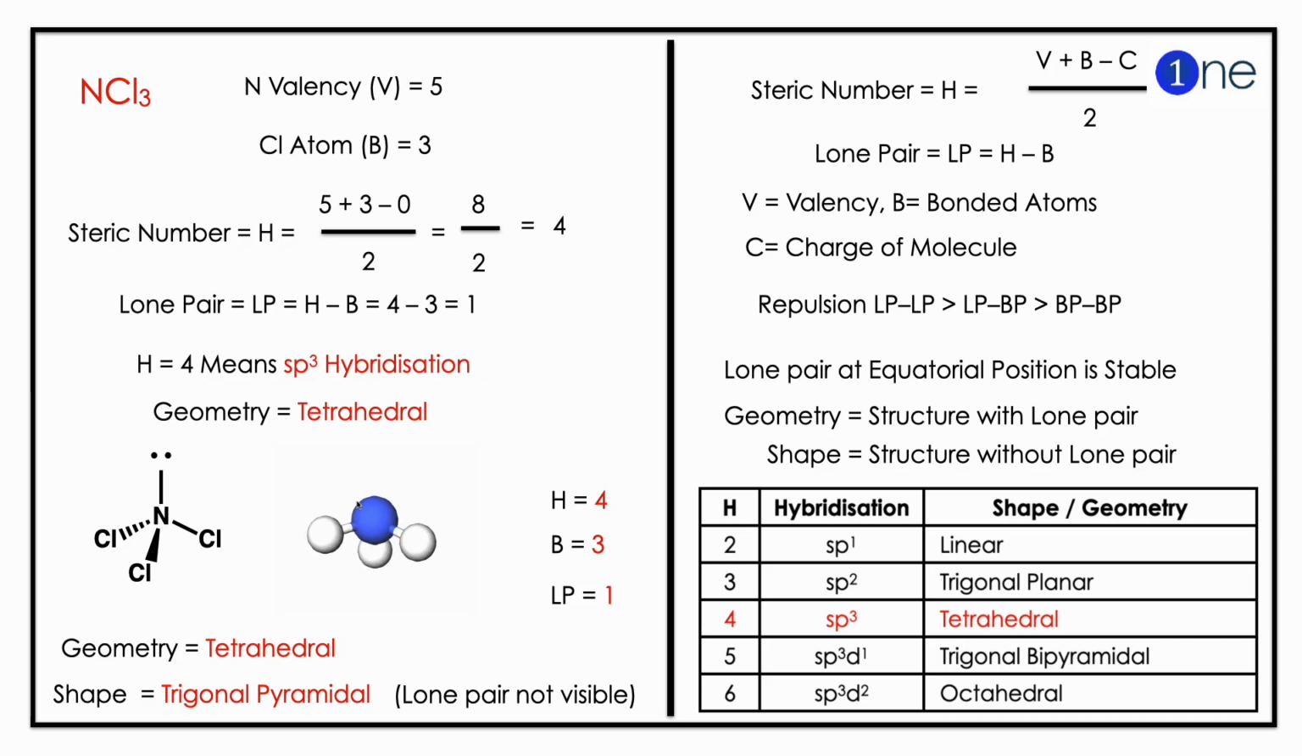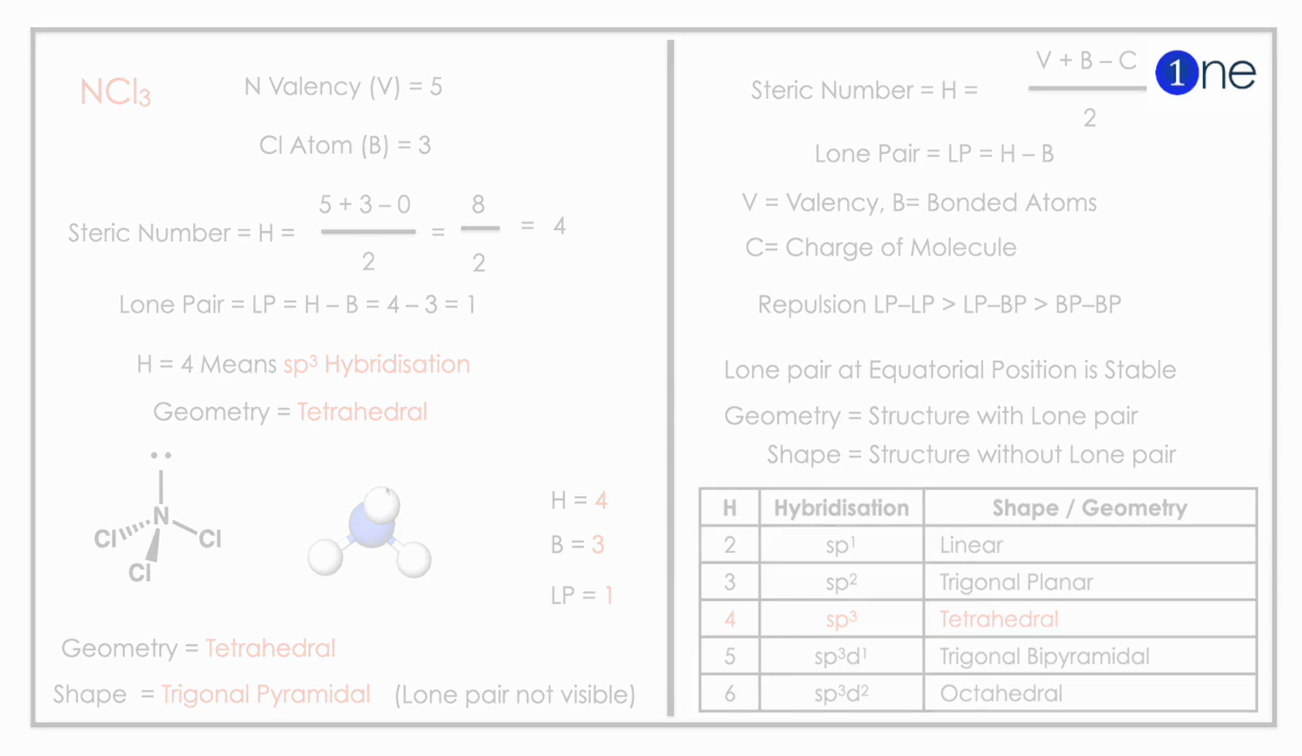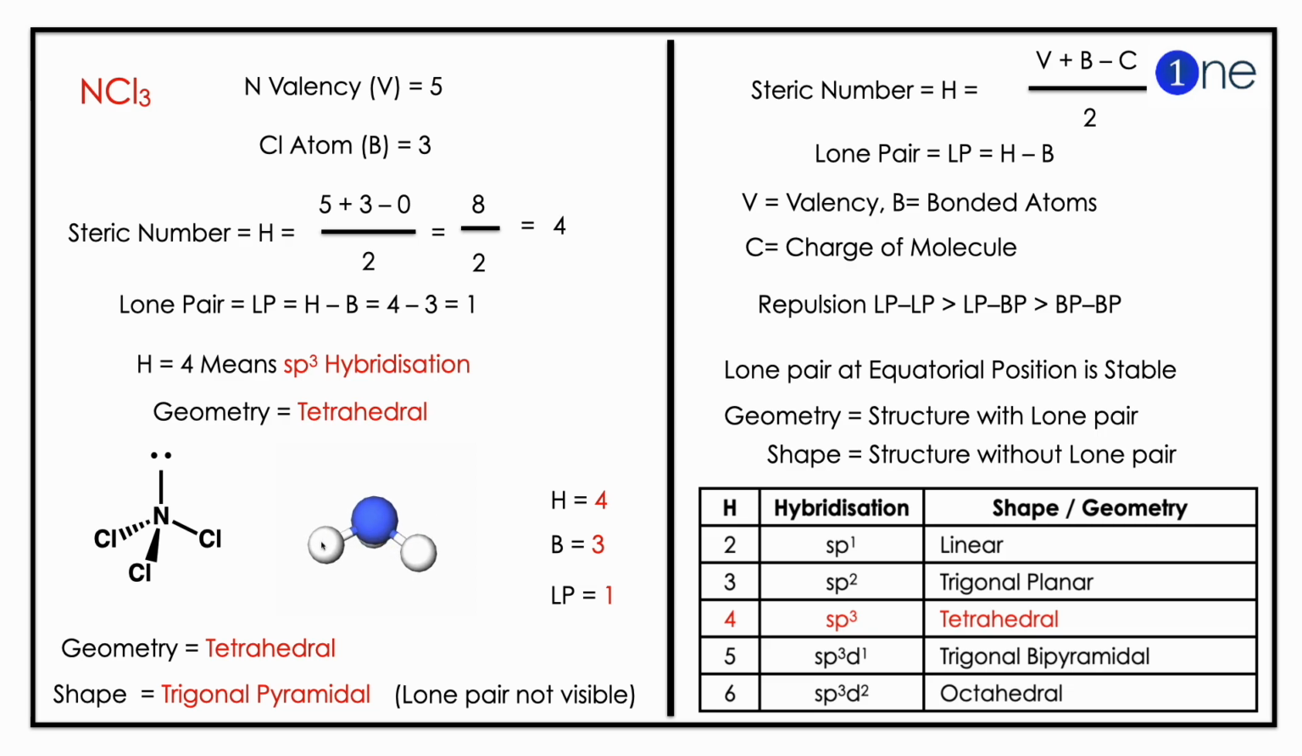To find the real shape, you should know the lone pair. The lone pair is 4 minus 3 equals 1. So 1 lone pair. So tetrahedral with 1 lone pair. If you draw it, 3 chlorine occupy a corner and the lone pair is also in one corner. So geometry is tetrahedral, shape is trigonal pyramidal because the lone pair is not visible. So the shape of NCl3 is trigonal pyramidal.